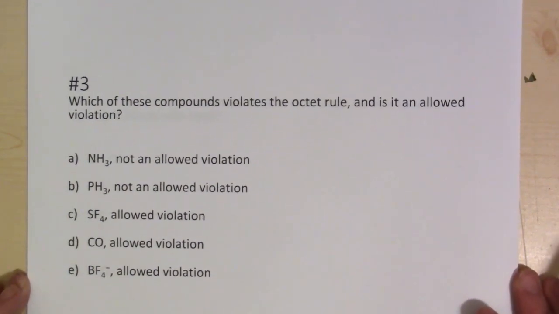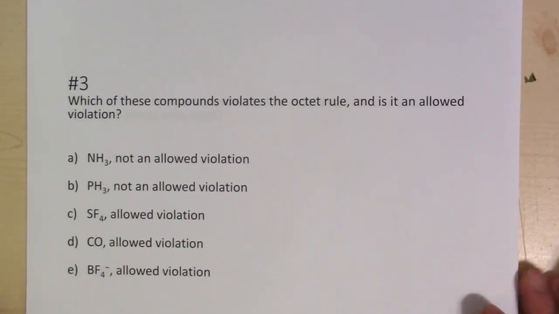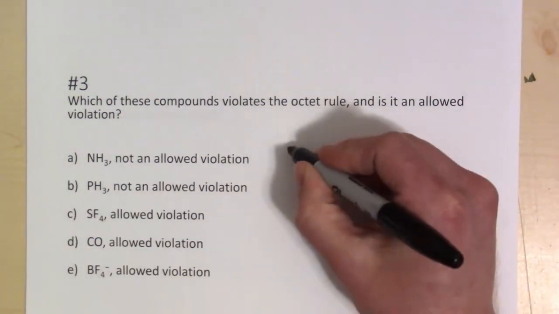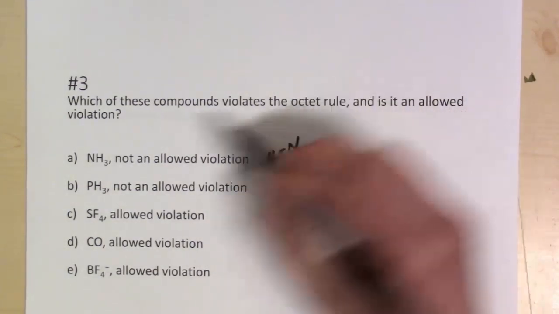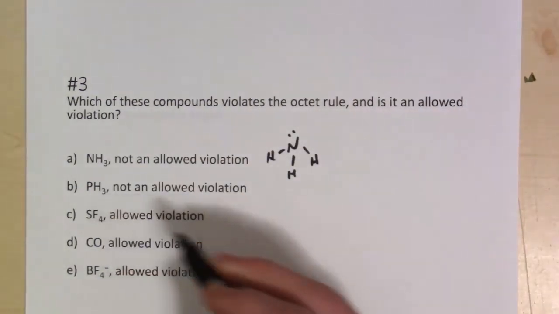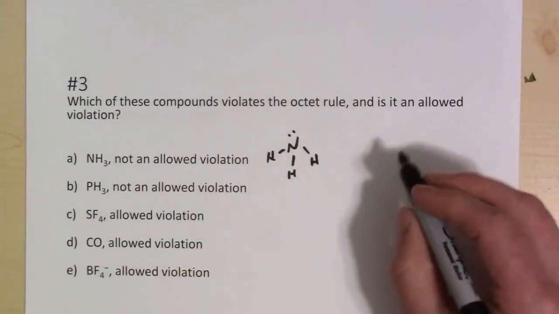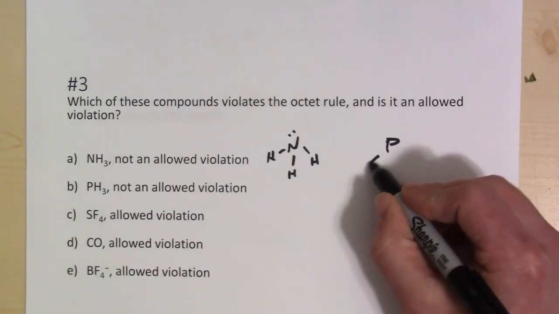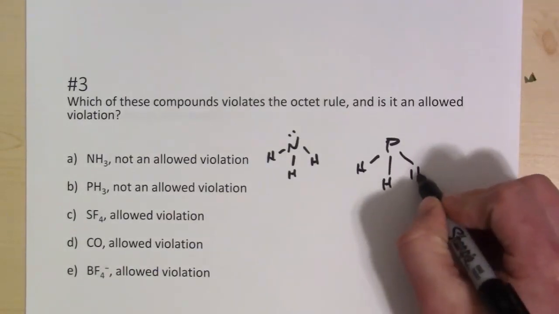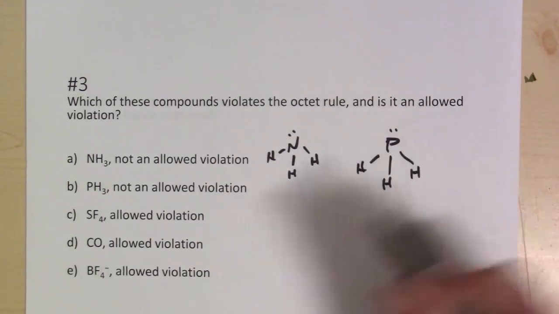So number 3, which of these compounds violates the octet rule and is an allowed violation? So first we need to determine which of these molecules do violate the octet rule. So the easiest way to do that would be to just draw each of these molecules. NH3 has a central nitrogen, 3 hydrogens, and then a lone pair. Phosphine, PH3, is a corresponding molecule to ammonia here. Phosphorus, again, is a central atom. It's got 3 hydrogens and a lone pair.